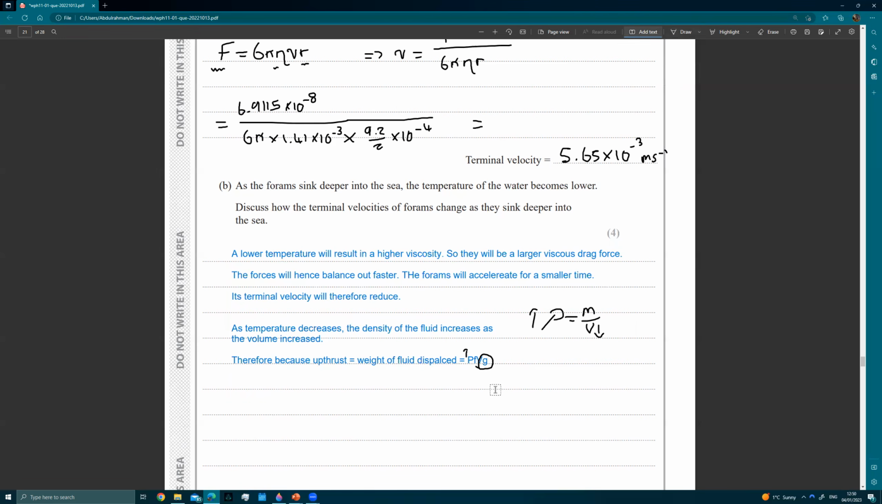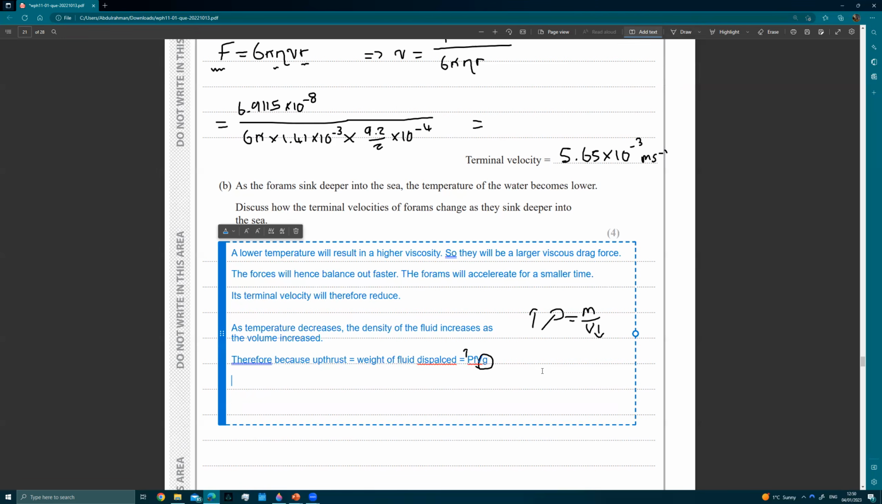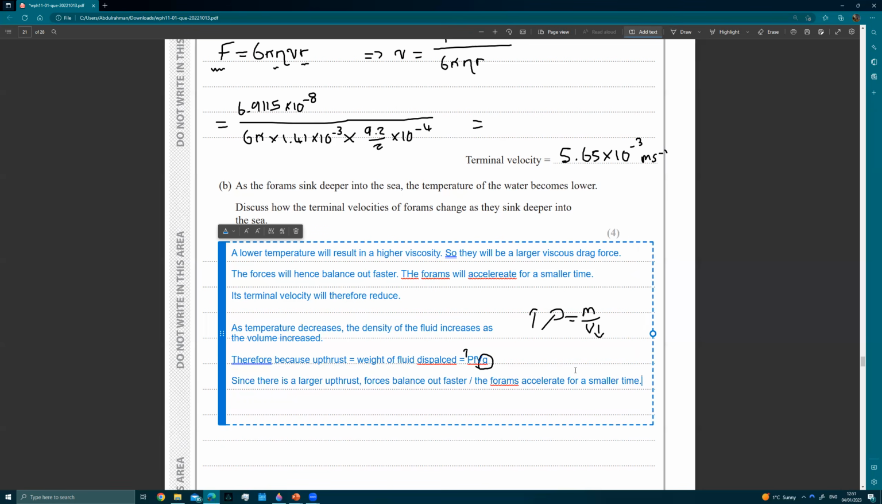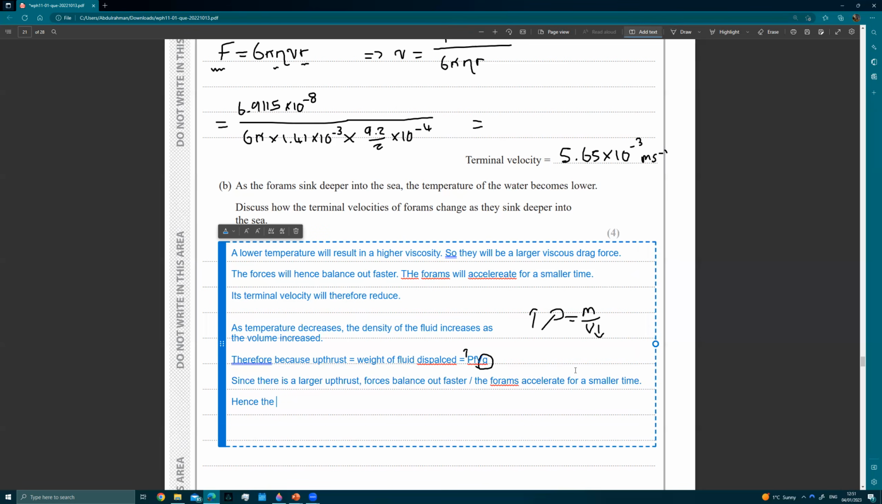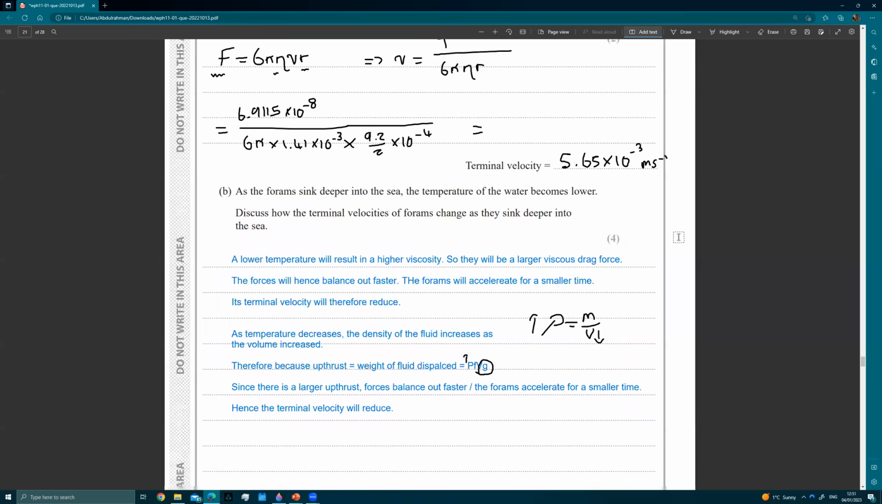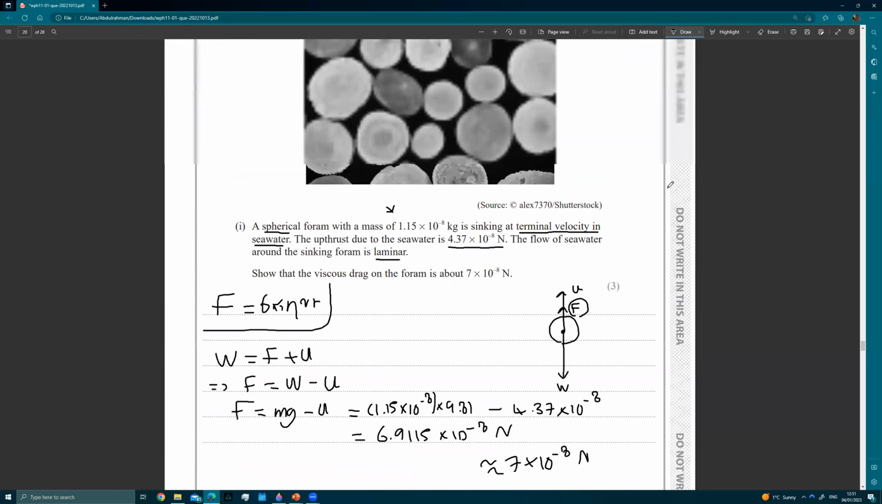So we're going to say since there is a larger upthrust, forces balance out faster, or the foraminifera accelerate for a smaller time. Exactly what we said before. Hence, the terminal velocity will reduce. So actually, both of these factors have reduced the terminal velocity.